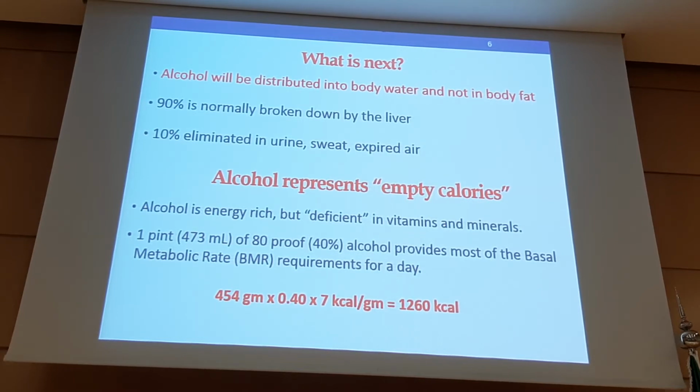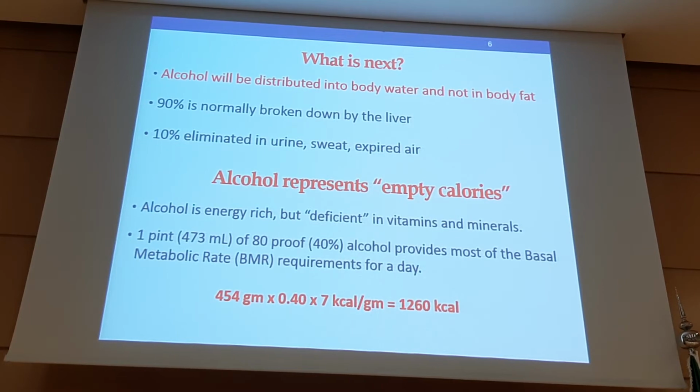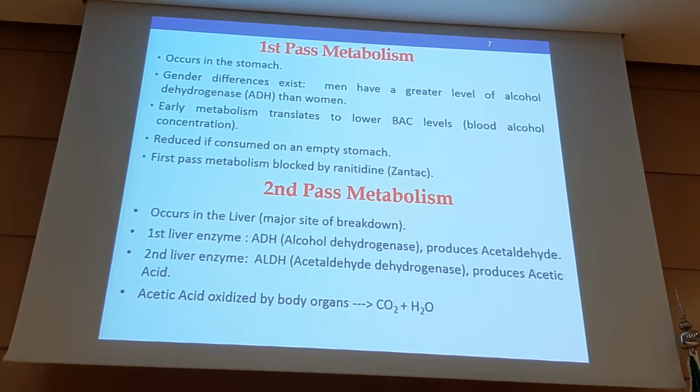Anyway, if you look at 473 ml, it is equivalent to 444 grams times 0.4, 40%, times 7 calories. That is 1260. This is basically your daily requirement of calories if you just drink 473 ml. Is that too much? I mean, a small can of soda is around 375 ml. So that tells you it's not that much. Yes, this is why they link obese people with alcohol. We'll talk about it. These are what we call beer bellies.